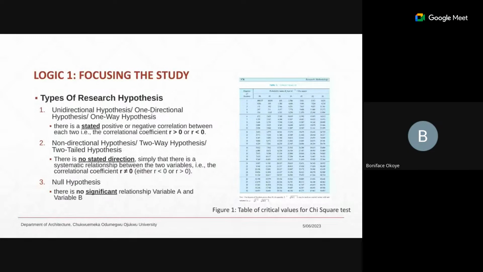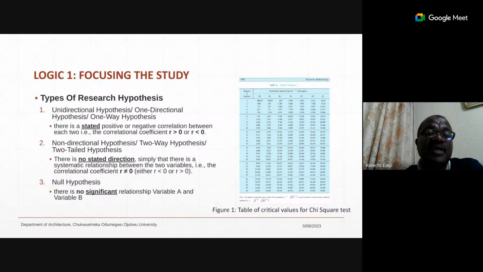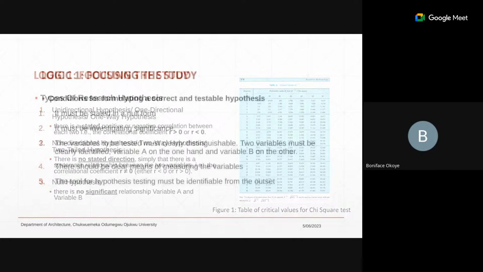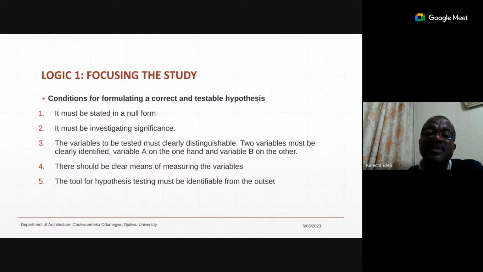Okay. So we described types of research hypothesis: one, unidirectional or one directional or one way hypothesis; two, non directional hypothesis or two way hypothesis or two tailed hypothesis, the same thing; or three, null hypothesis. We gave a description of all that in the last lectures. And we also talked about the conditions for formulating testable hypotheses.